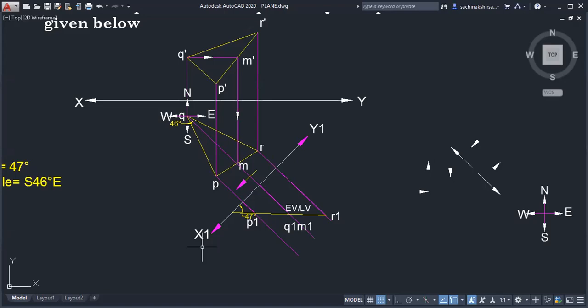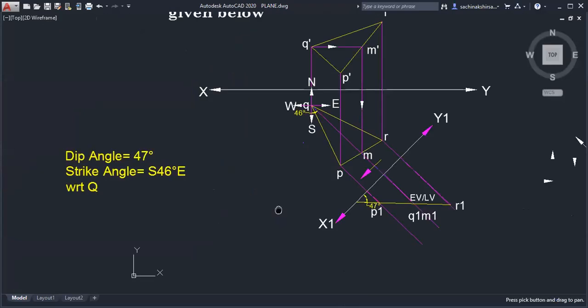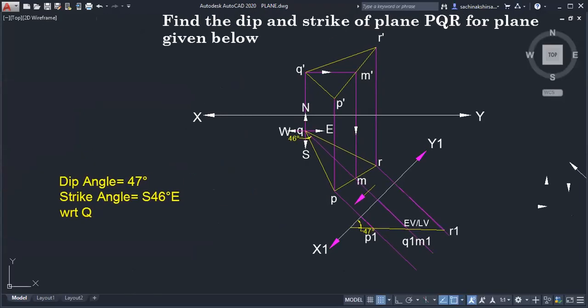What do we call that? It is called the strike angle, and you can measure it and view it. Have you understood? Yes, sir.